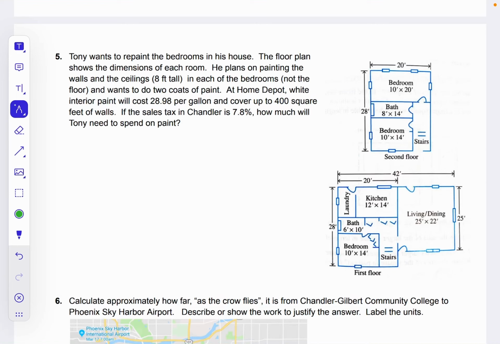This is the final video going over the solutions to our geometry practice problems. So problem number 5 is looking at painting bedrooms in a house.